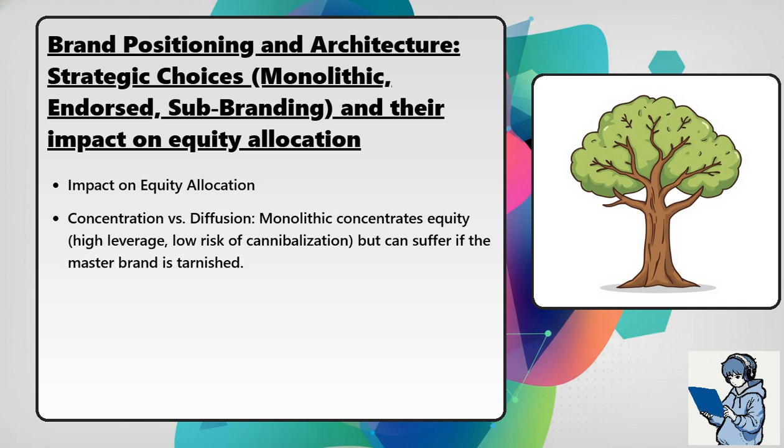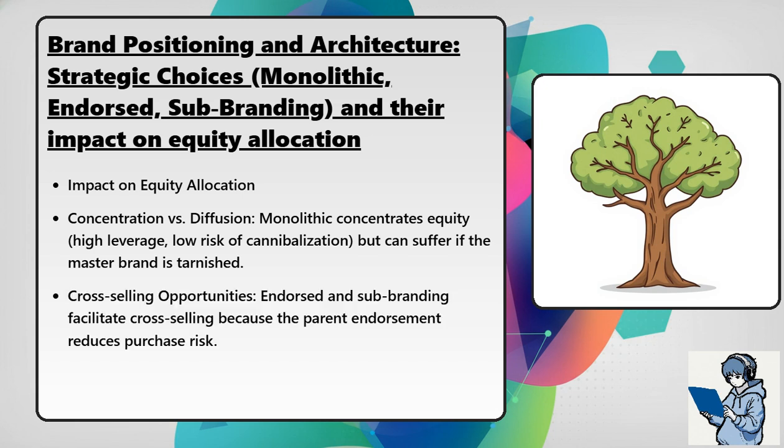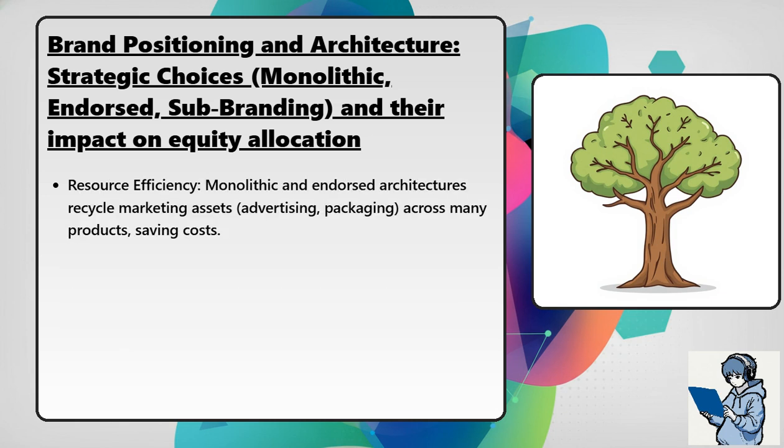Impact on equity allocations. Concentration versus diffusion: monolithic concentrates equity, with high leverage and low risk of cannibalization, but can suffer if the master brand is tarnished. Cross-selling opportunities: endorsed and sub-branding facilitate cross-selling because the parent endorsement reduces purchase risk. Resource efficiency: monolithic and endorsed architectures recycle marketing assets, advertising, and packaging across many products, saving costs.